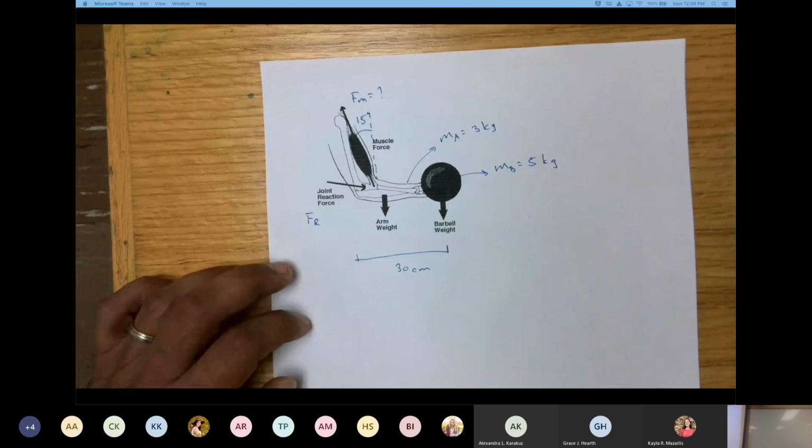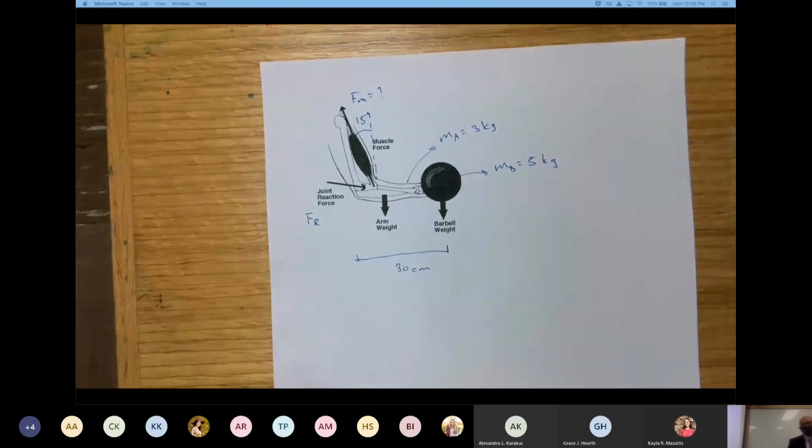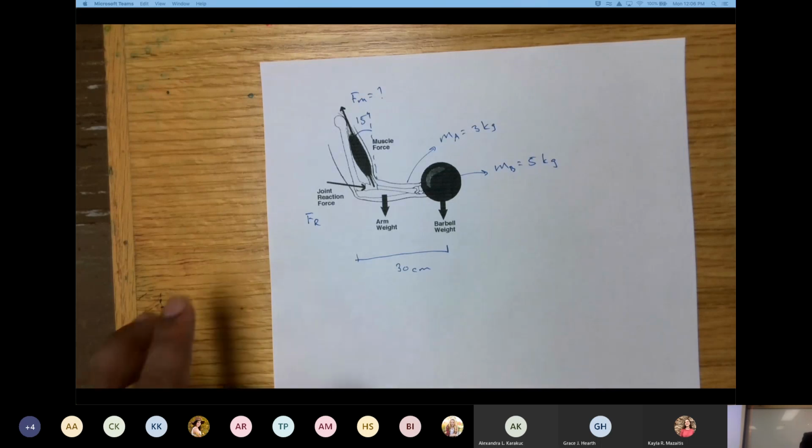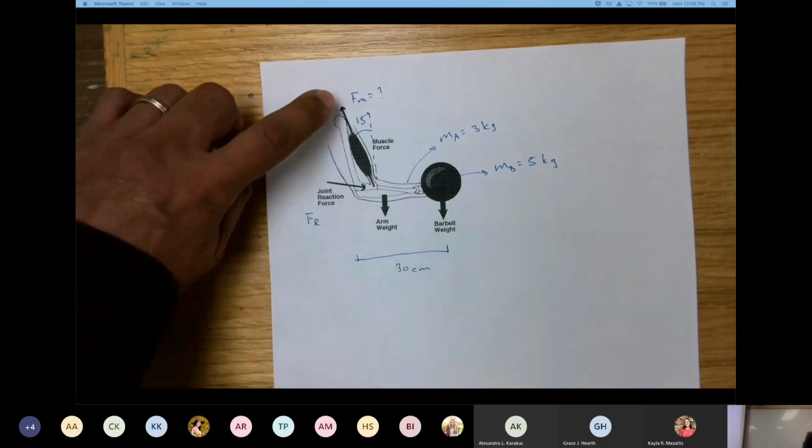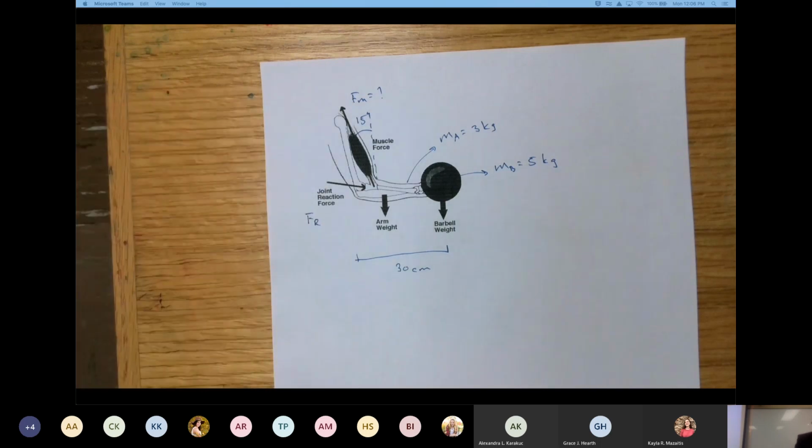So what I want to do now is I'm going to let you guys do everything from the beginning. So this is a problem. I want to find out what is the force of the muscle. I want to know what is the reaction force. Let's start, everybody, with calculating the force of the muscle and give it a try. You may get stuck, that's fine. I just want you to try.